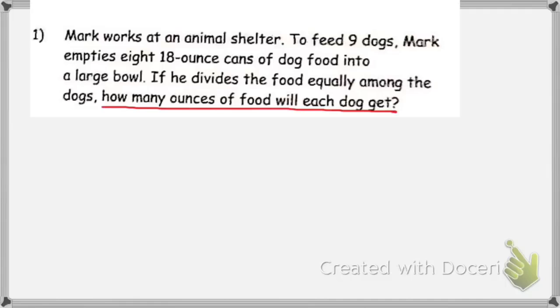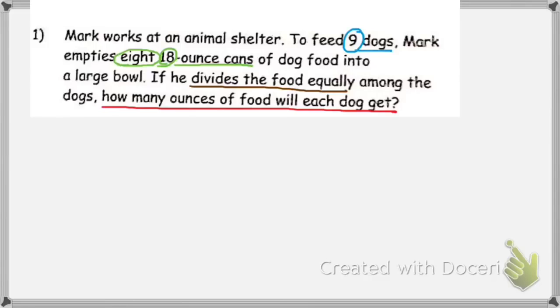What facts do I know? Well, I know there are 9 dogs. I know Mark empties 8. Very tricky. They wrote it in words, but it still is a number. He empties 8 18-ounce cans into the large bowl. I know that he divides the food equally among the dogs. All right, so I have that picture in my head.